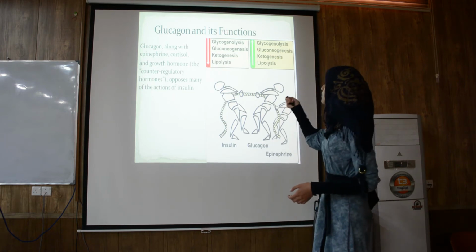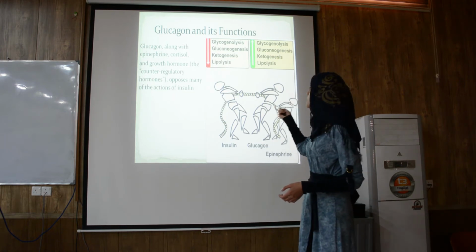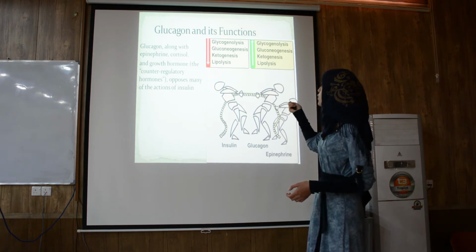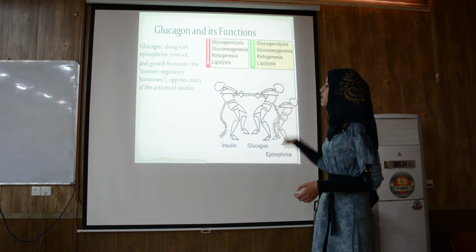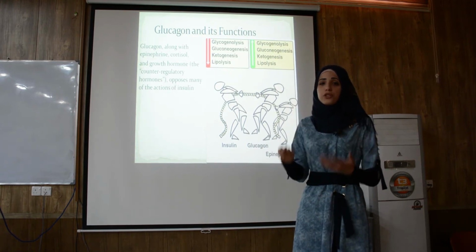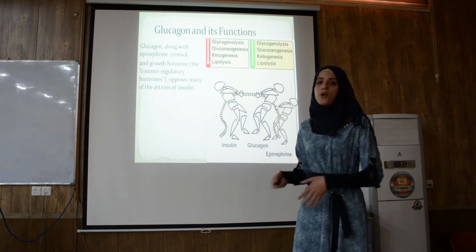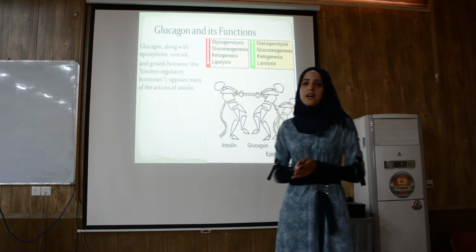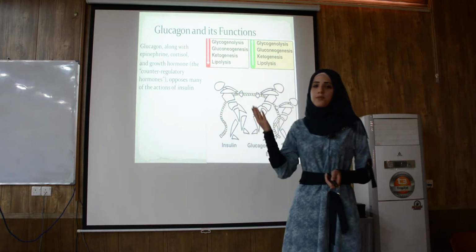Here you can see the processes that insulin inhibits and glucagon increases, which are glycogenolysis, gluconeogenesis, ketogenesis, and lipolysis. In short, insulin inhibits all the activities that would result in the production of energy, whereas glucagon promotes these activities. And that's all I have about glucagon. I'll leave the rest to my partner, Marwa.